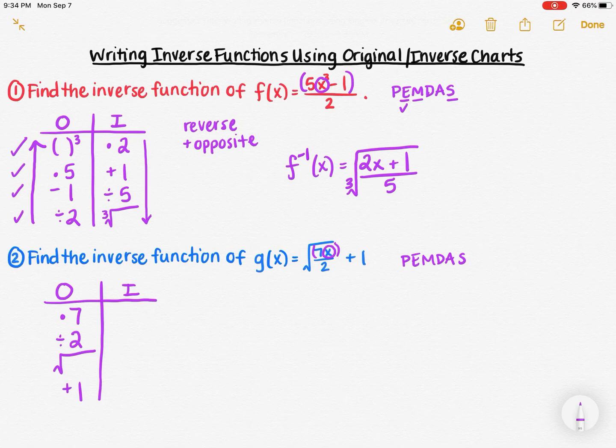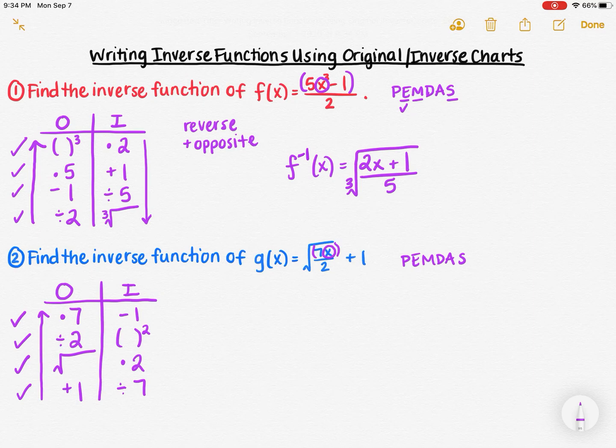All right, so to find our inverse, we need to do the reverse and the opposite steps. So I'm going to start at the bottom of my original column and move to the top, and then find the opposite of each operation. So at the very bottom, I have plus 1. So instead of adding 1, I'm going to do the opposite, which is subtract 1. Next, we have the square root. Now, if the opposite of cubing was cube rooting, then the opposite of square rooting is squaring, which just means raising something to the power of 2. Now we have divide by 2 as the next step, but we need to do the opposite of that, which is multiply by 2. And then finally, we have multiplying by 7, and we need to do the opposite of multiplying by 7, which is dividing by 7.